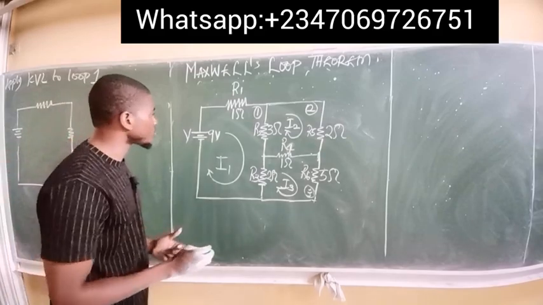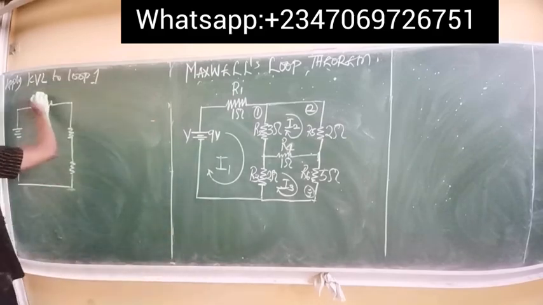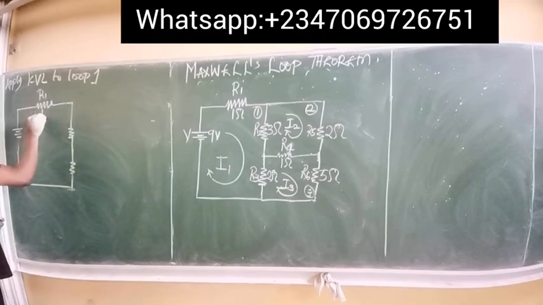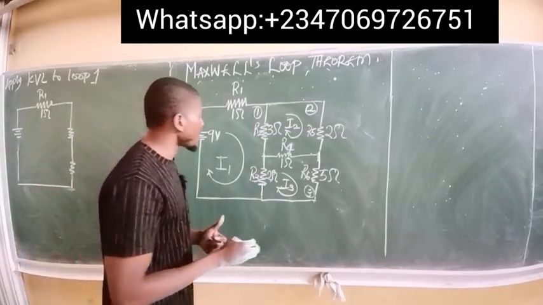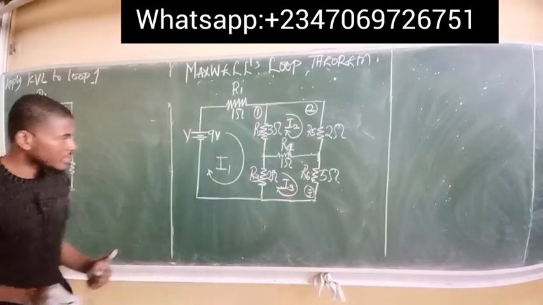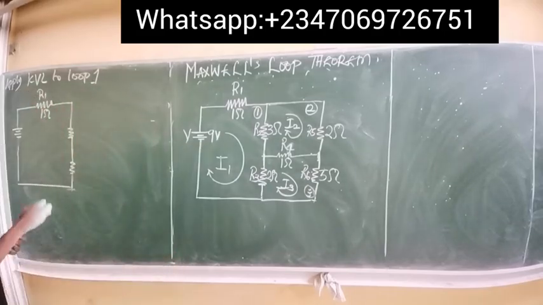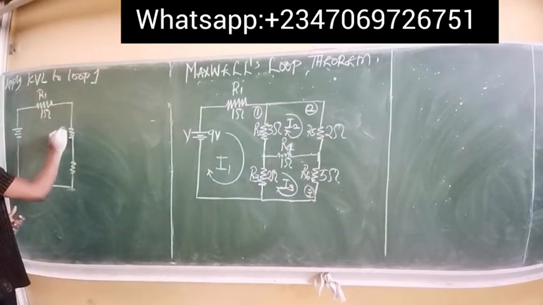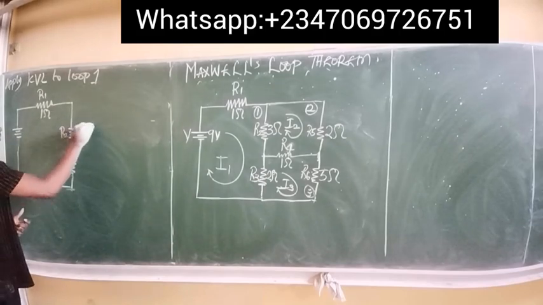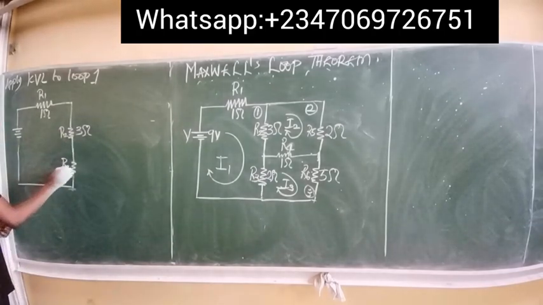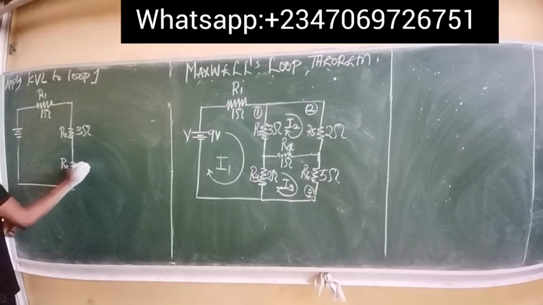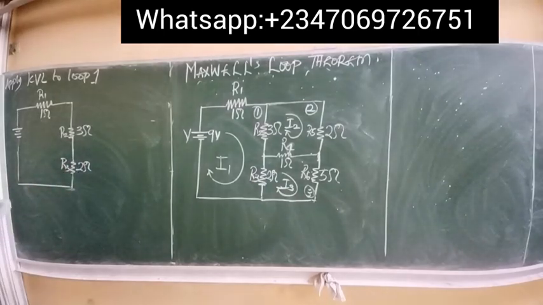This is R1, 1 ohm. We have here R2, 3 ohms, and R3 to be 2 ohms. So we have the direction of the current I1. This is actually 9 volts.